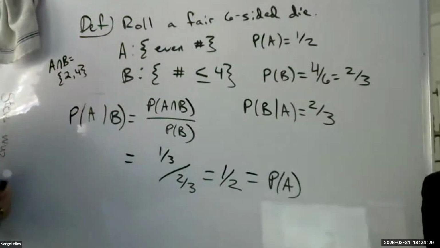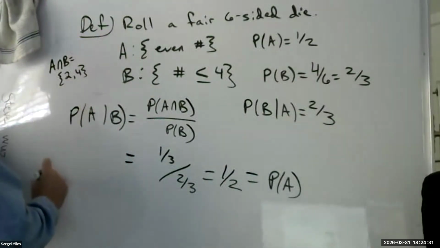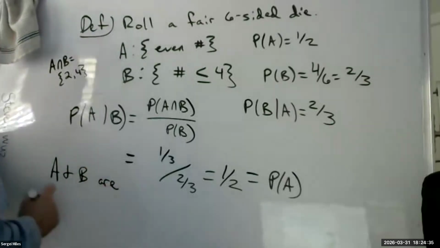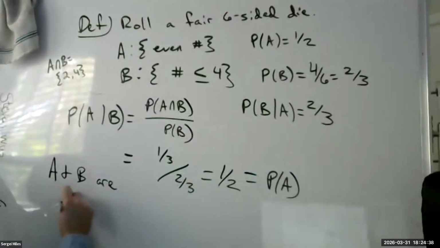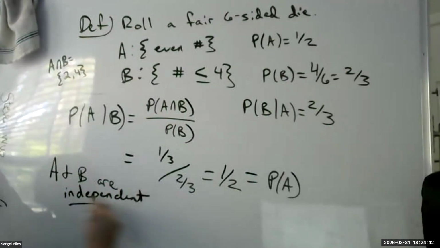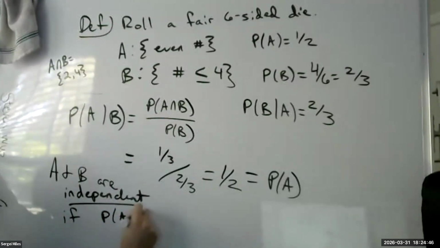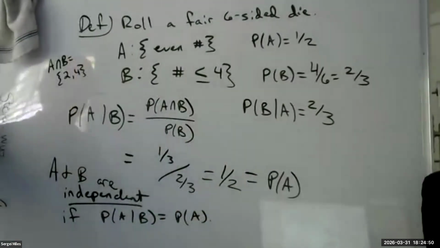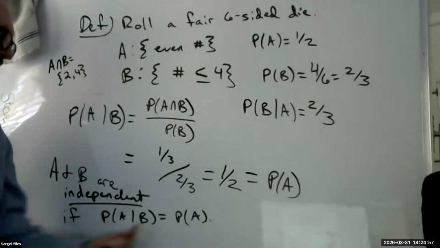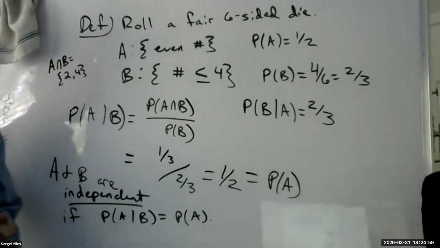And so we had the same definition in the textbook. A and B are called independent if the probability of A conditioned on B is still the probability of A. Regardless of whether B happens or not, whether B happens first or not, it's not going to change the likelihood for A to occur. All right.